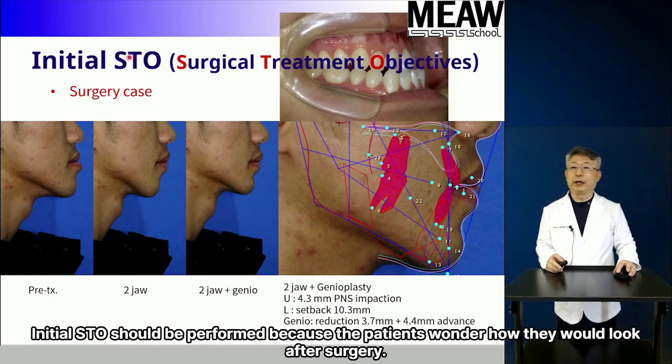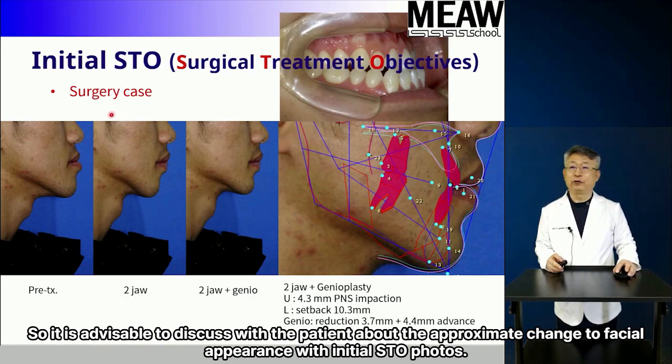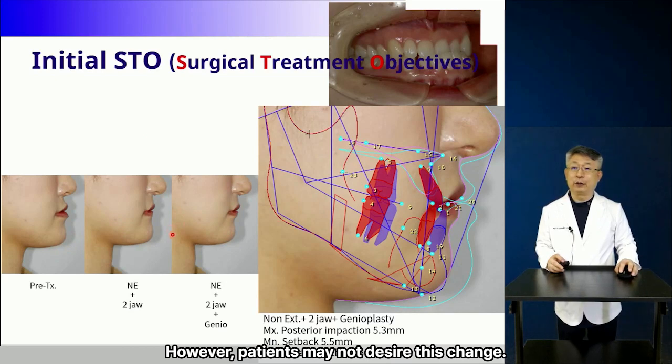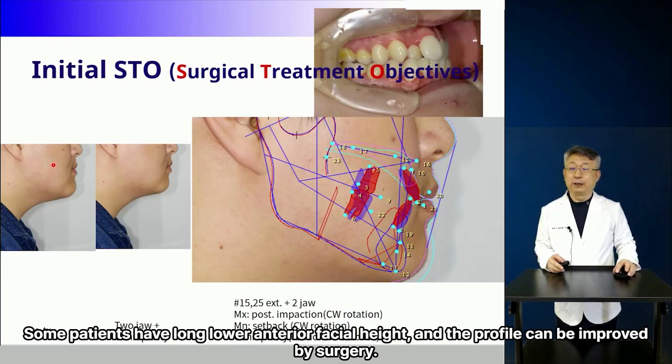Initial STO should be performed because the patients wonder how they would look after surgery. So it is advisable to discuss with the patient the approximate change to facial appearance with initial STO photos. This patient has a protruded mandible, and the profile is improved in the initial STO. However, patients may not desire this change. Some patients have long lower anterior facial height, and the profile can be improved by surgery.